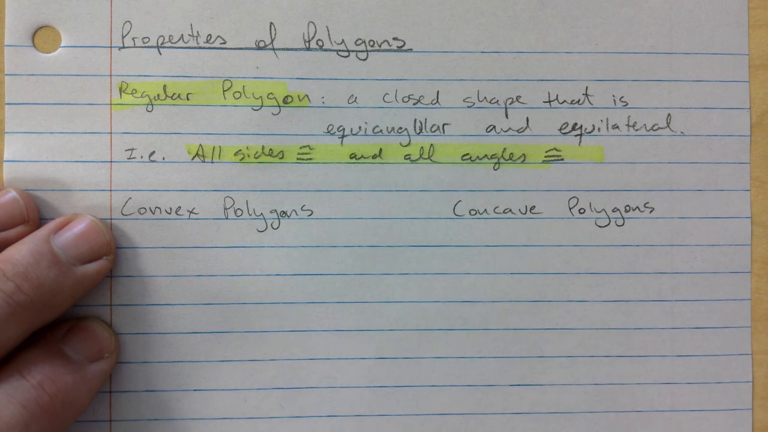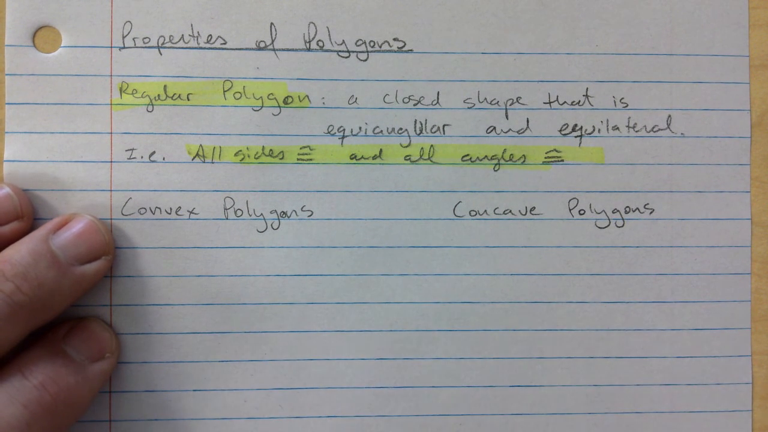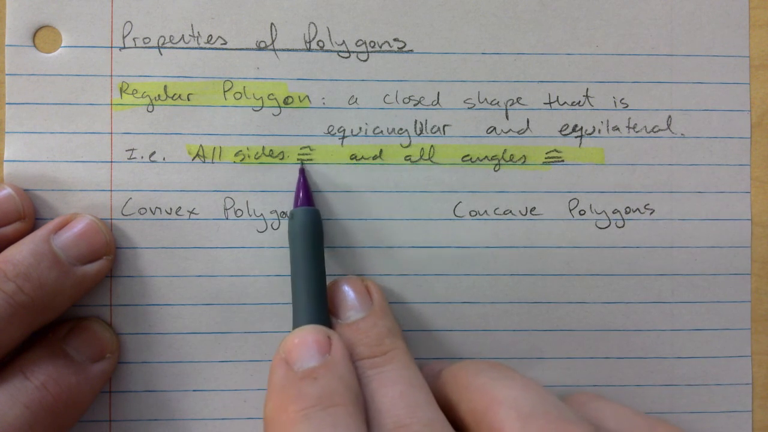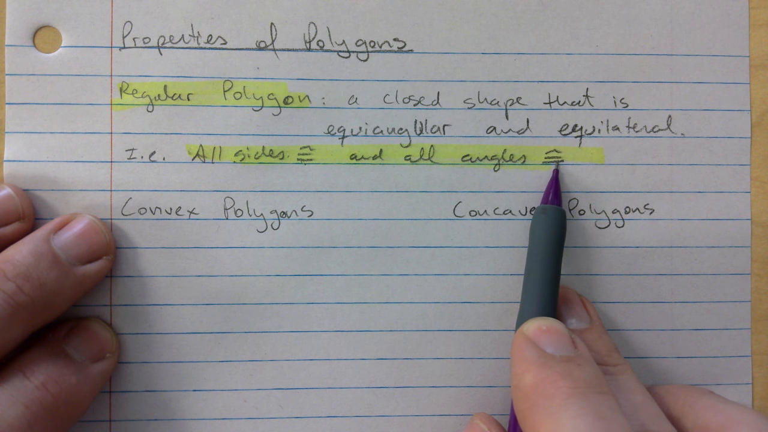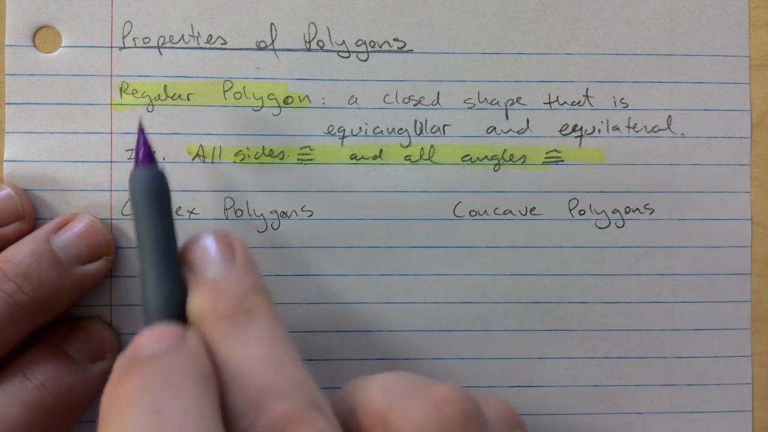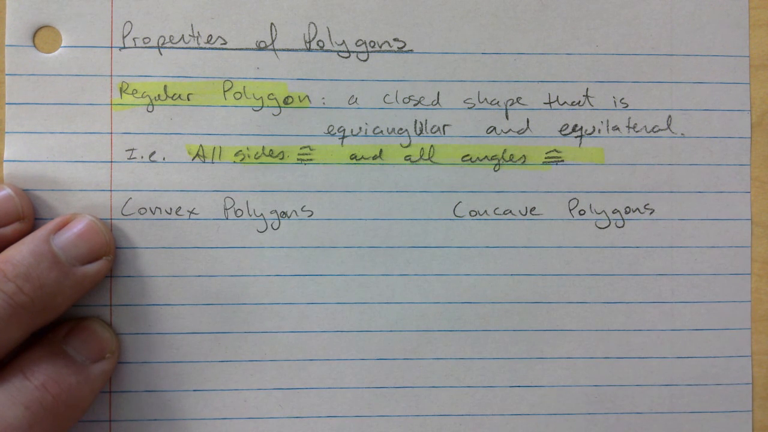Most of the time we're going to deal with regular polygons, and that just means that all sides are equal and all angles are equal as well. So you know your square, you know your triangle, equilateral triangle. Those are technically considered regular polygons. Poly means many, gons, many angles. So many angles, many sides.